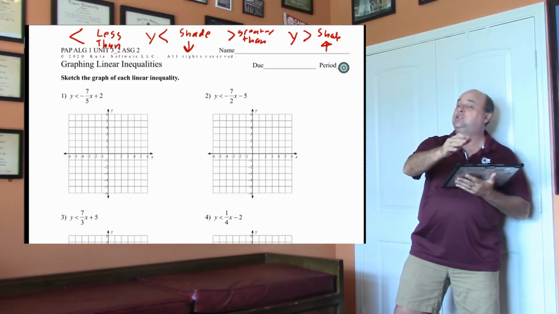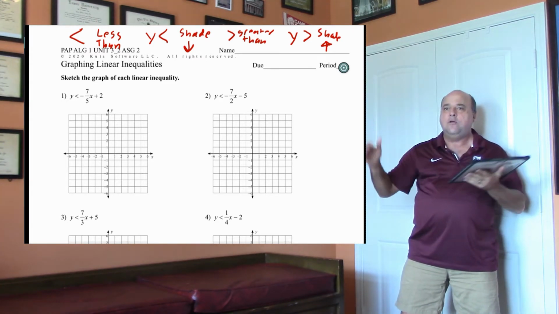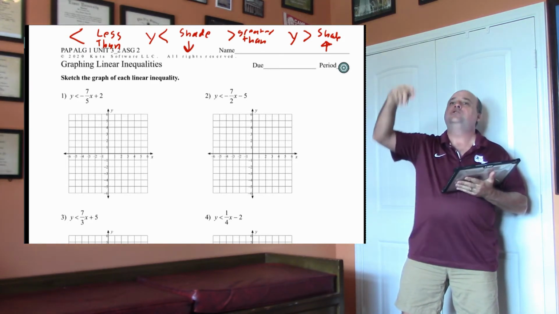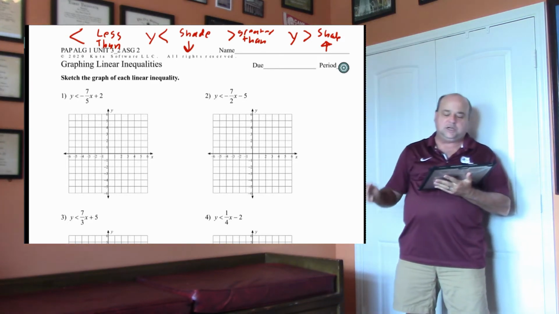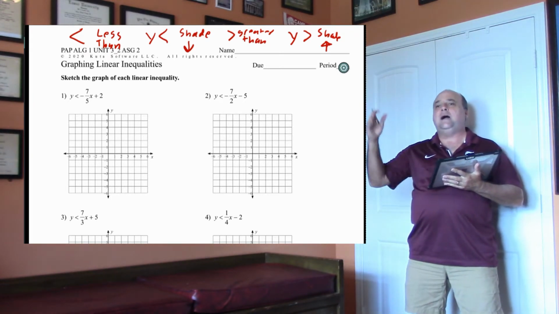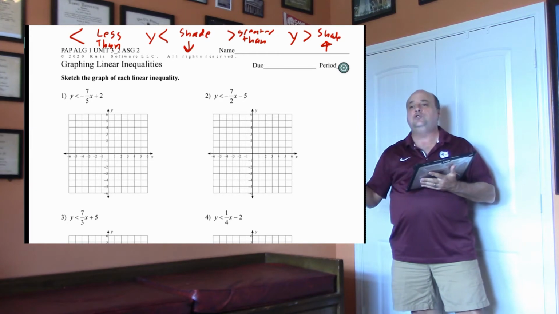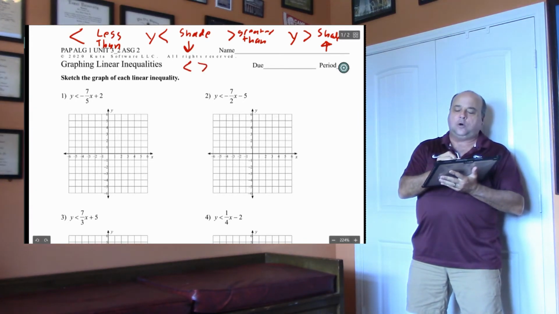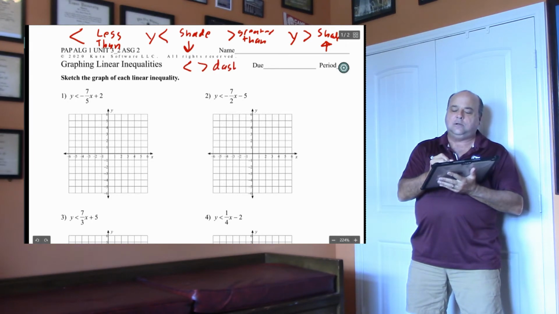If there's an x to the left, then you'll shade left or right. Most of the time, we're going to have y equals mx plus b, so y will be on the left and we will shade up and down. So the first thing you want to do is solve for y, graph the line, and then shade up or down.